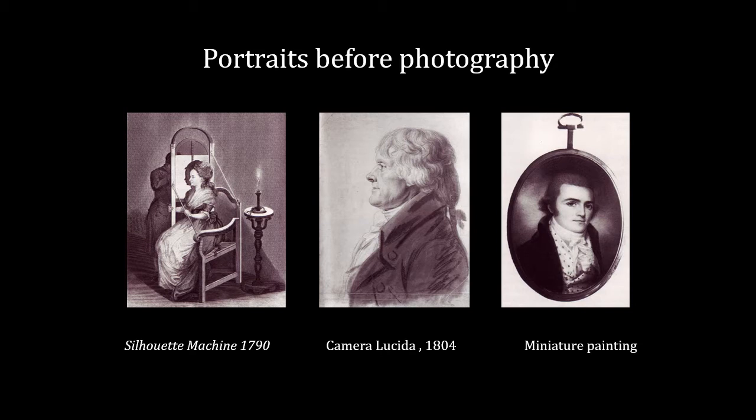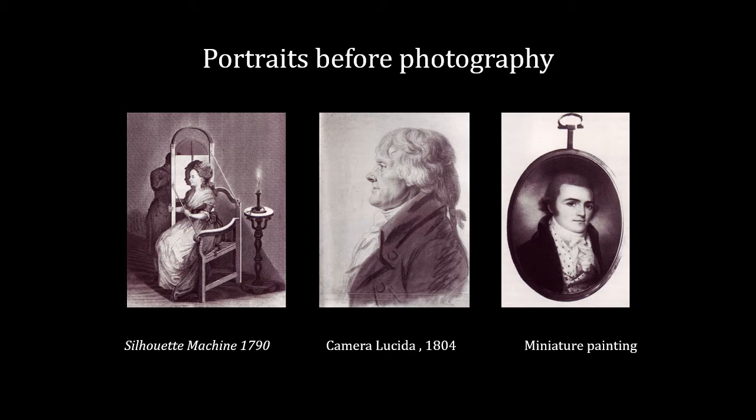So before photography, here's a few examples where you have a silhouette machine. Some of you might be familiar with a silhouette. It's basically an outline of your face, filled in with color. Here we have the artist, with the sheet of paper right next to the person, and opposite that is a candle. So that's casting this lady's shadow onto the paper, and the artist traces it.